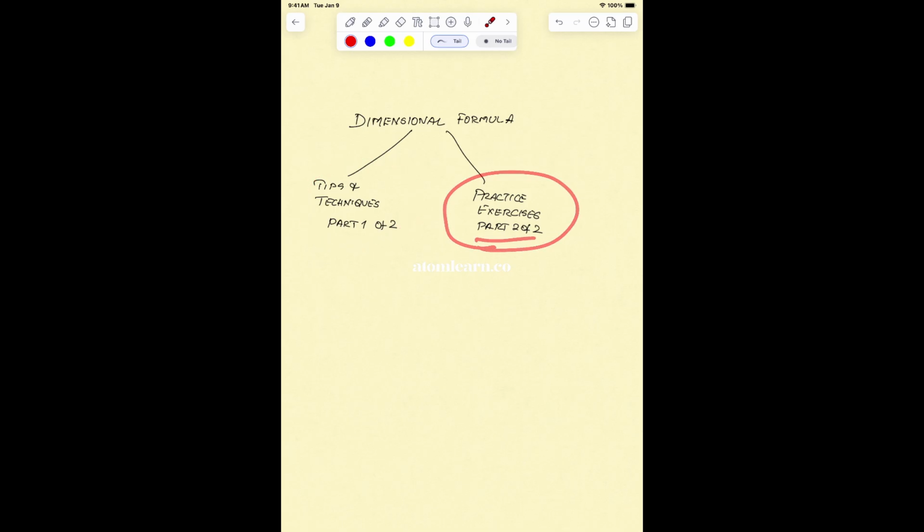Now we have learned the dimensional formula in the earlier video. You have learned the tips and techniques which you can effectively follow in order to solve the problem quickly and efficiently. Now we are going to practice whatever tips and techniques we have learned in exercises drawn from the PYQ, that is, past asked questions of NEET and JEE Main.